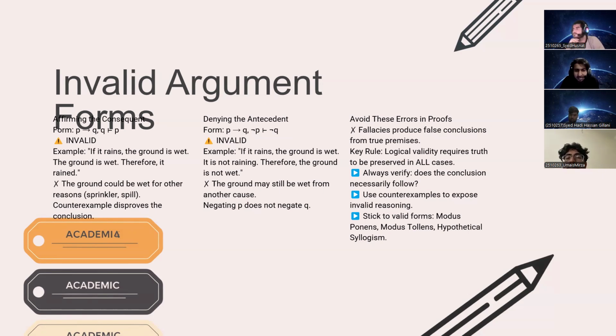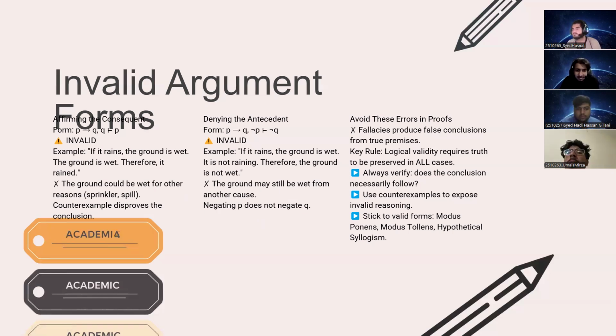The second invalid form is denying the antecedent. Here, if it rains, the ground is wet. It is not raining, therefore the ground is not wet. Again, this conclusion is incorrect because the ground may still be wet from another source.